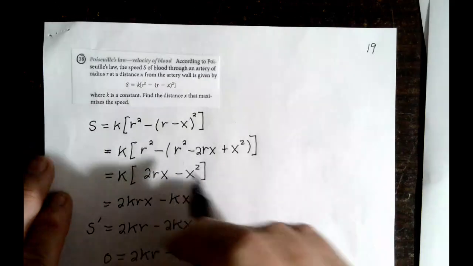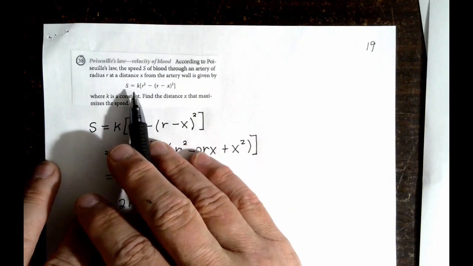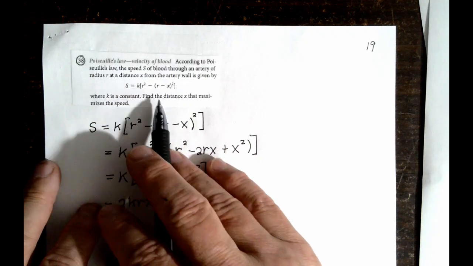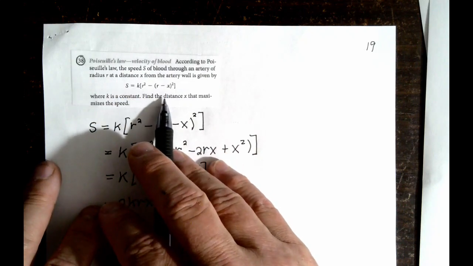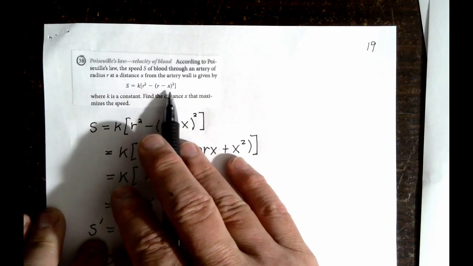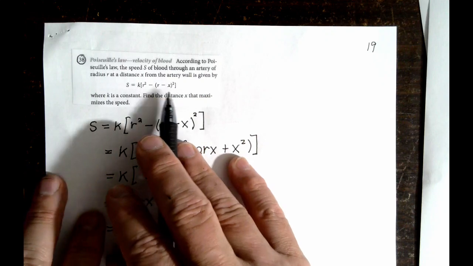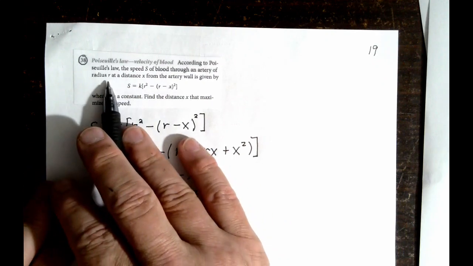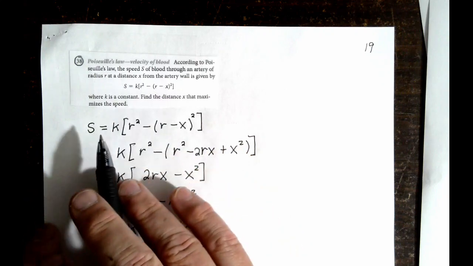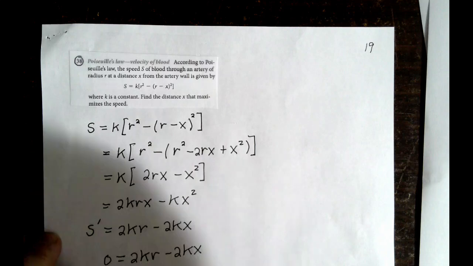38, they give you a law that talks about the speed of blood through an artery of radius r at a distance x from the artery wall is given by S equals k times r squared minus r minus x squared, where k is a constant and r is a certain radius. The only variable here is x. So when you take derivatives here, you're talking about just x as your variable.